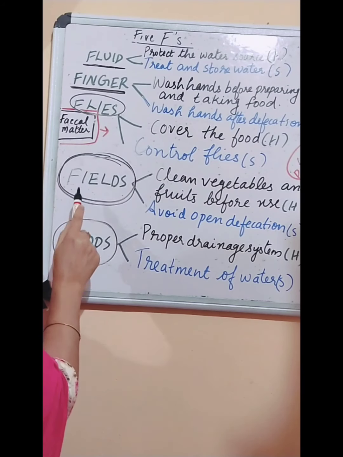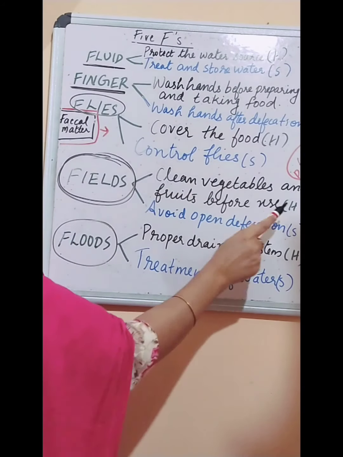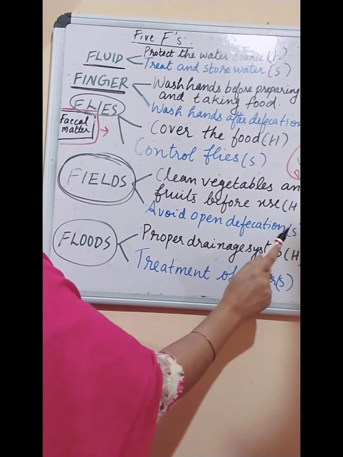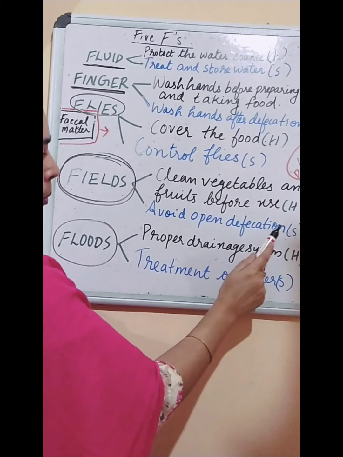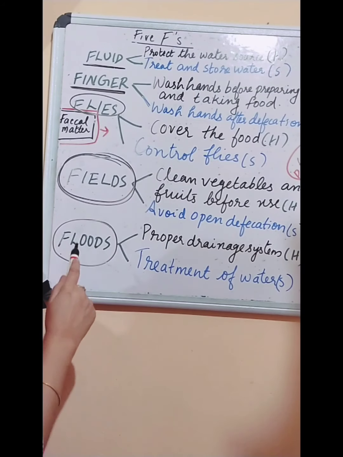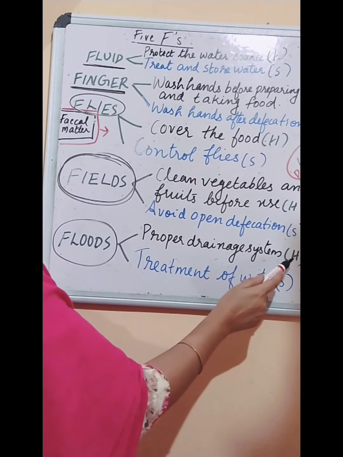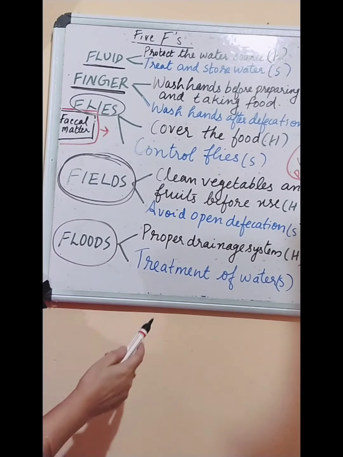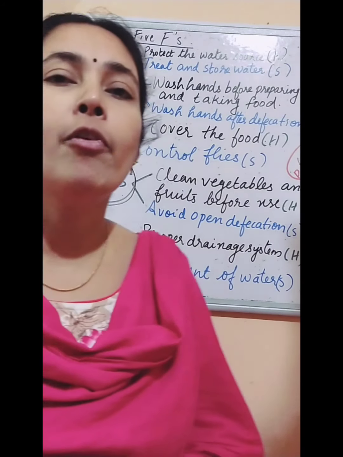What is the fourth F? Fields. What is the hygiene? Clean vegetables and fruits before use. And sanitation is avoid open defecation. And fifth F is floods. And what is the hygiene? Proper drainage system. And the sanitation is treatment of water.